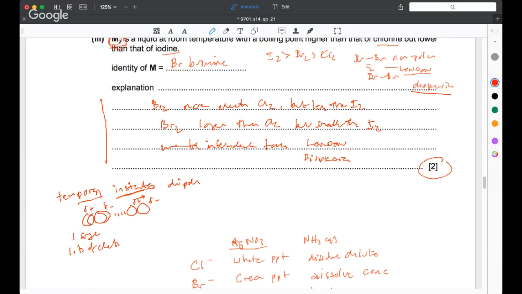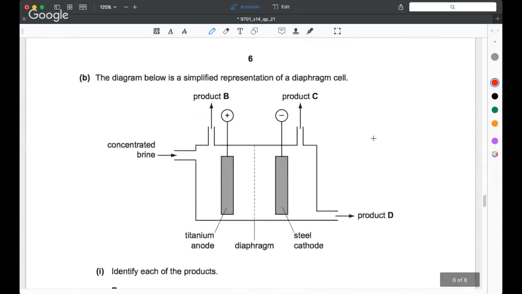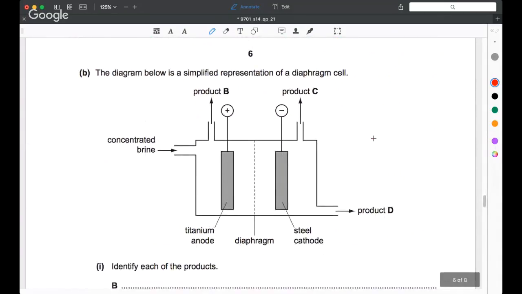So I think to get all your marks, you've got to have weak intermolecular forces that are London forces or dispersion forces, and you need to say that bromine has more electrons than chlorine but less electrons than iodine, and bromine is larger than chlorine but smaller than iodine. So you're working quite hard there, I think, to get your 2 marks. Generally, the examiner found that students answered this question very, very well. It's actually GCSE knowledge, so it's not strictly A-level knowledge.